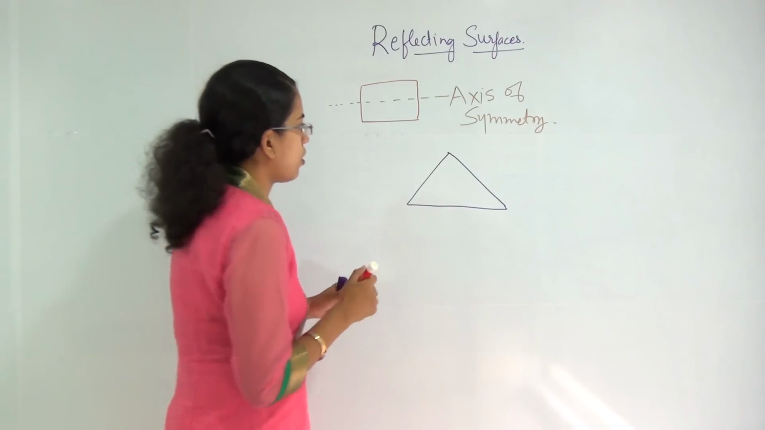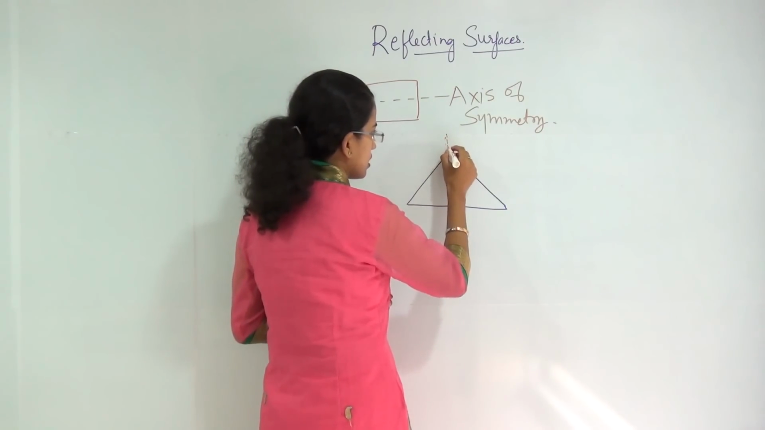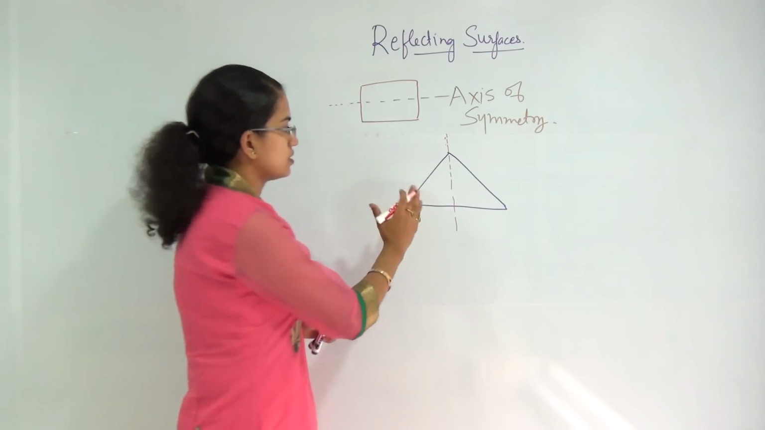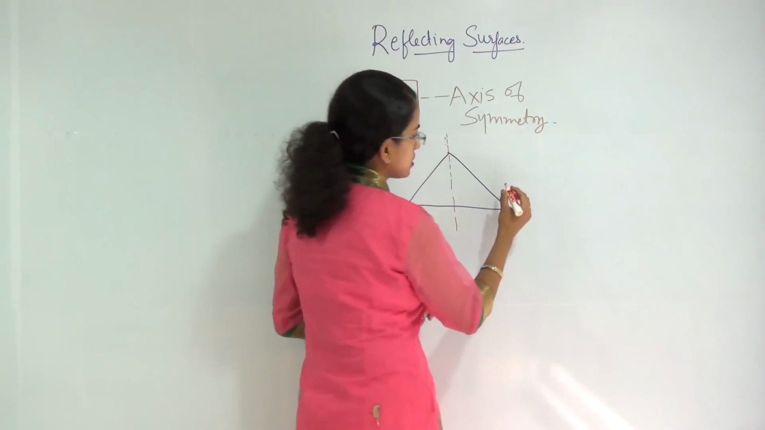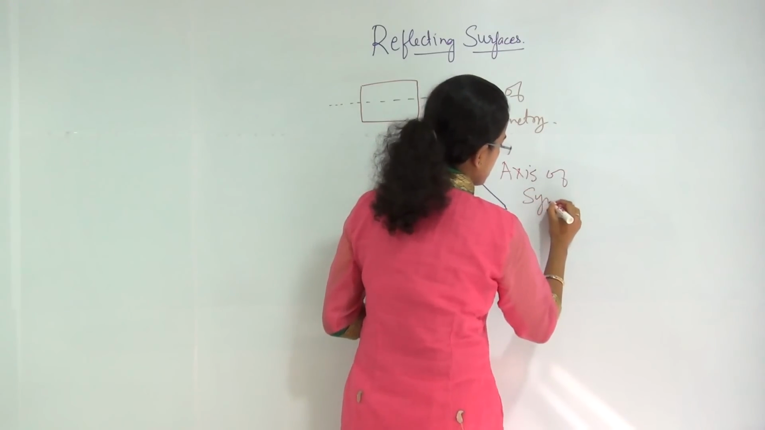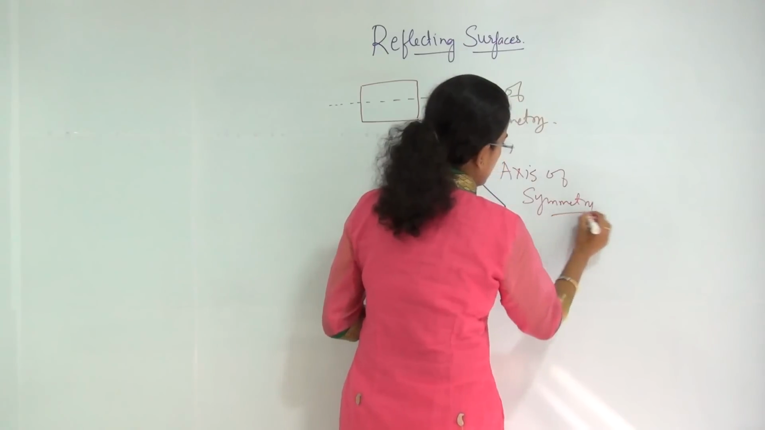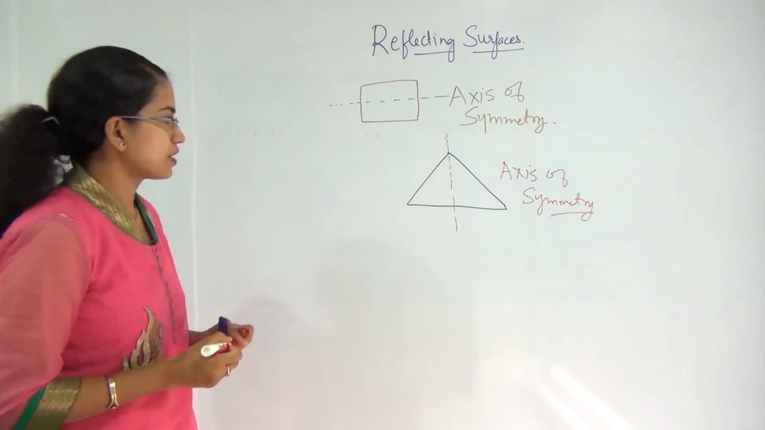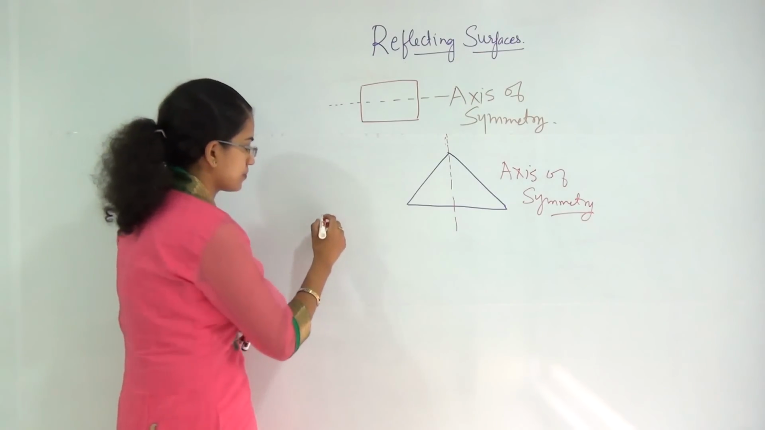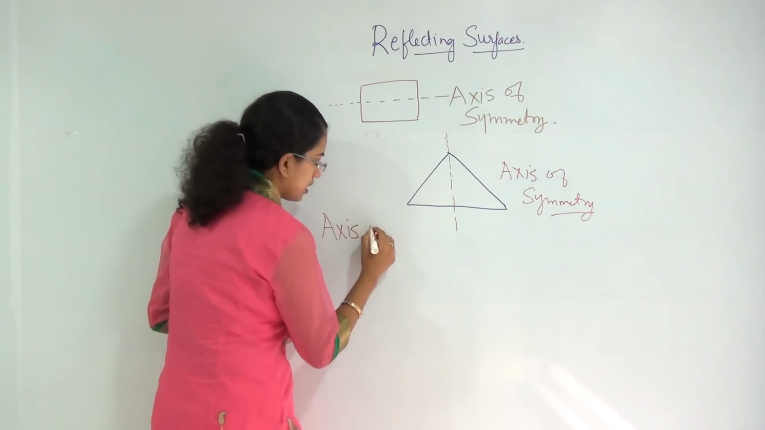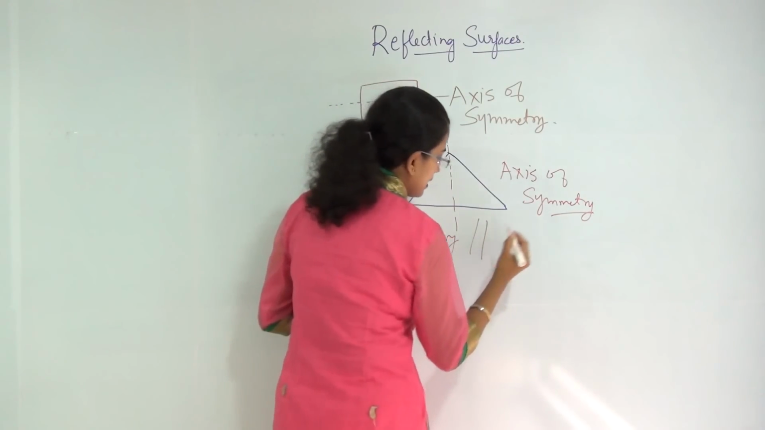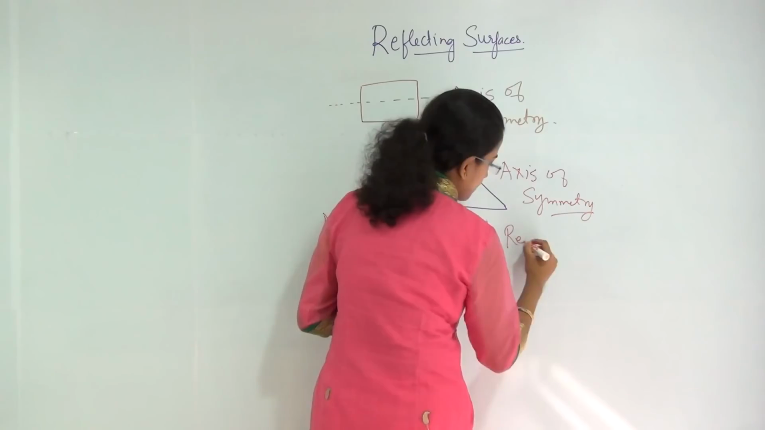I can say along this line the triangle is symmetrical. So this is exactly a replica of this. So this would be the axis of symmetry for vertical planes. Now the axis of symmetry should be parallel to the reflecting surface. So that is the key concept. The axis of symmetry should be parallel to the reflecting surface.